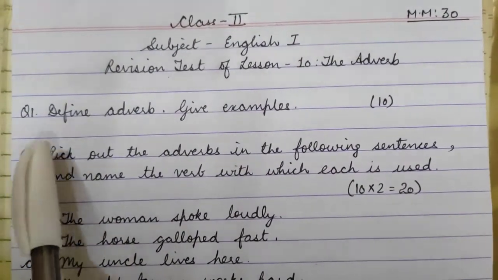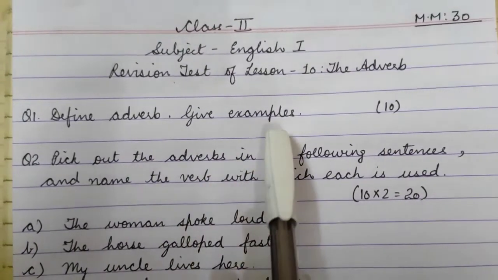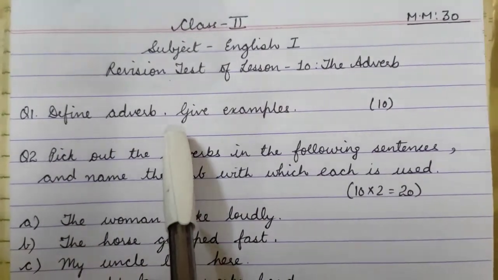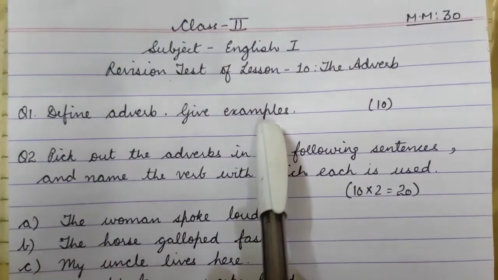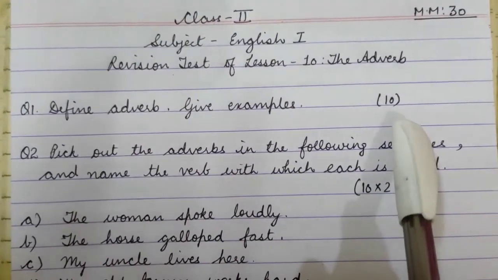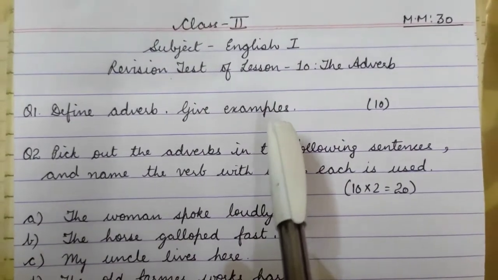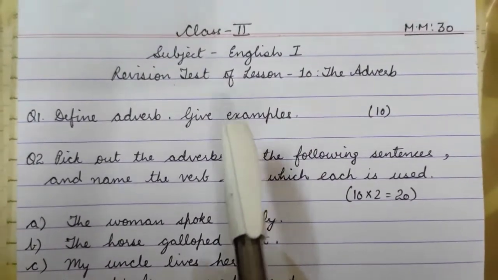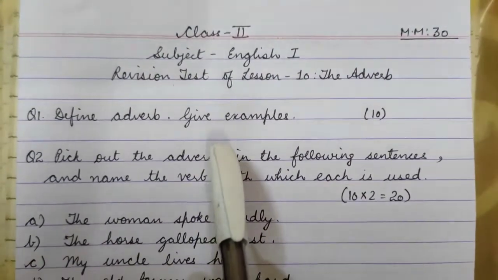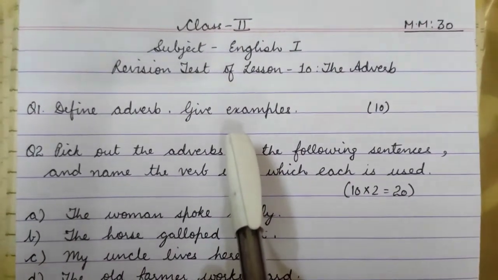Question number 1 is define adverb. Full stop. Give examples. This question is of 10 marks. And children, in exams also this definition comes of 10 marks. So better learn the definitions whichever I made you write in your English 1 copies. Better learn those definitions properly so that you don't lose even a single mark in the definition.